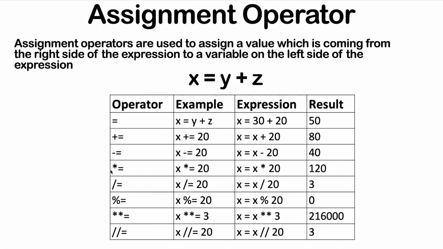Now the fourth assignment operator is the multiply equal. In this case, again, you are just doing multiplication. If you want to multiply a value of 20 with your value 60, which is stored in the variable x, then 60 multiplied by 20 will be 1200.